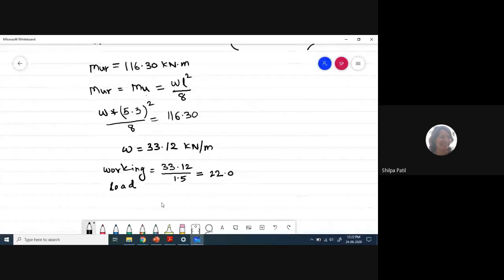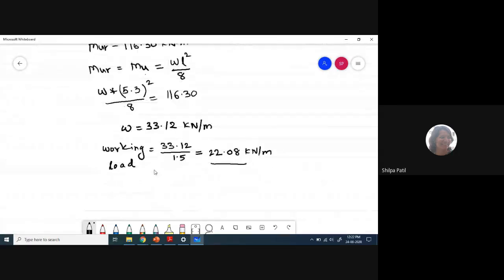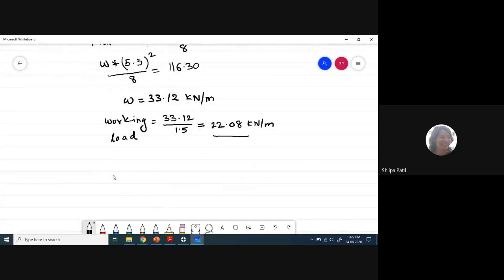28.08 kilonewton per meter. This is my working load. Now further in the problem statement, it is asked that we want to find out the working load excluding self-weight. So from this load, I have to subtract the self-weight to get the working load excluding self-weight. In the next step, we will write down the working load excluding self-weight.